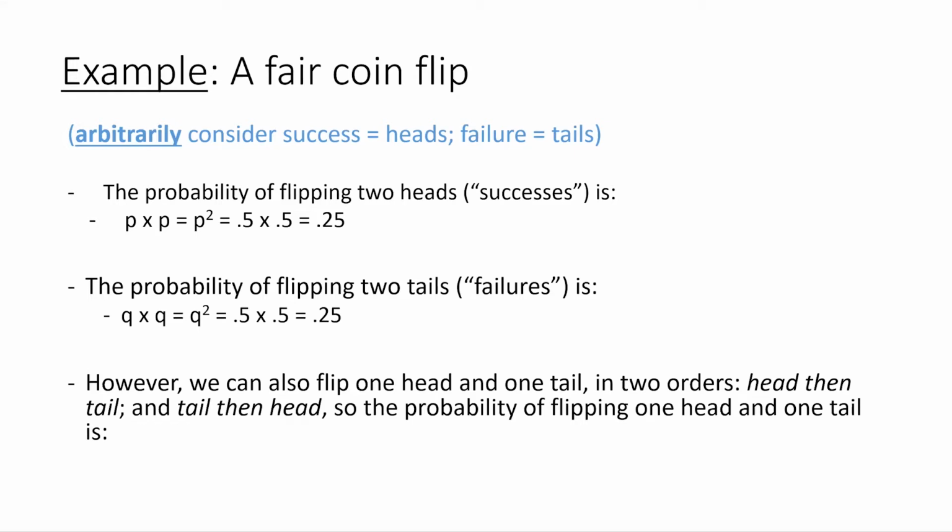However, we can also flip 1 head and 1 tail in 2 orders, head and then tail, and tail then head. So the probability of flipping 1 head and 1 tail is this. PQ plus PQ is equal to 2PQ, so 0.5. And this is really more like PQ plus QP, if we're thinking about it technically, but it doesn't really matter mathematically. And this is kind of what I was referring to also in the warm-up today.